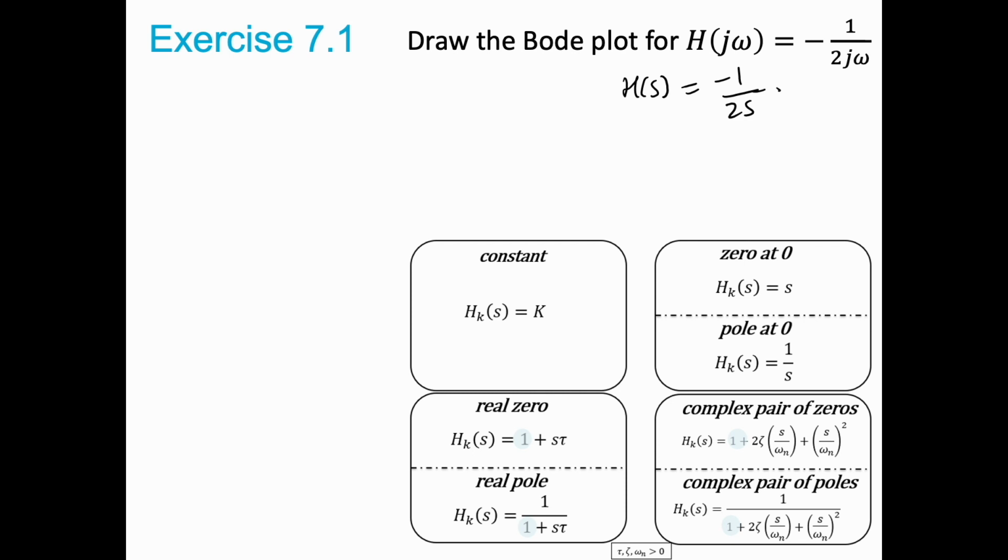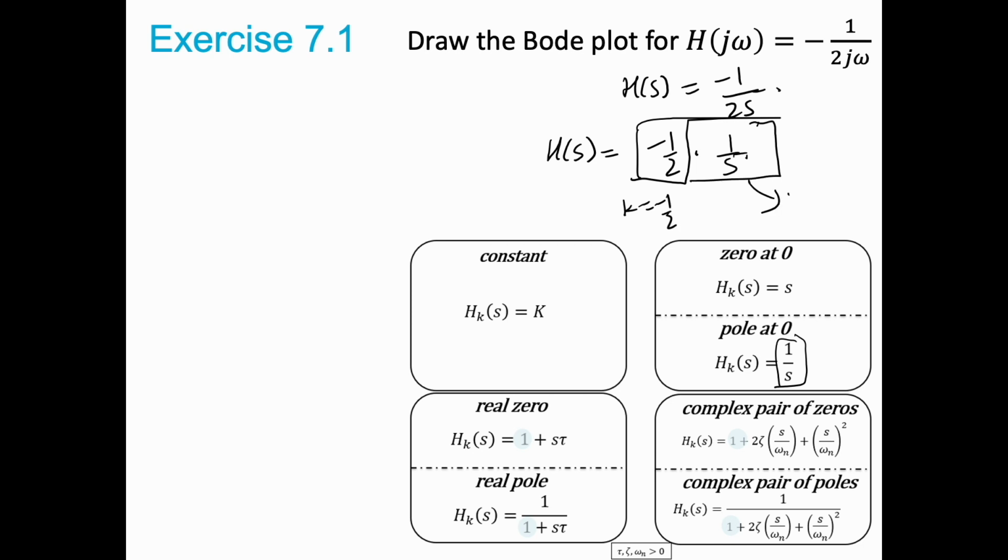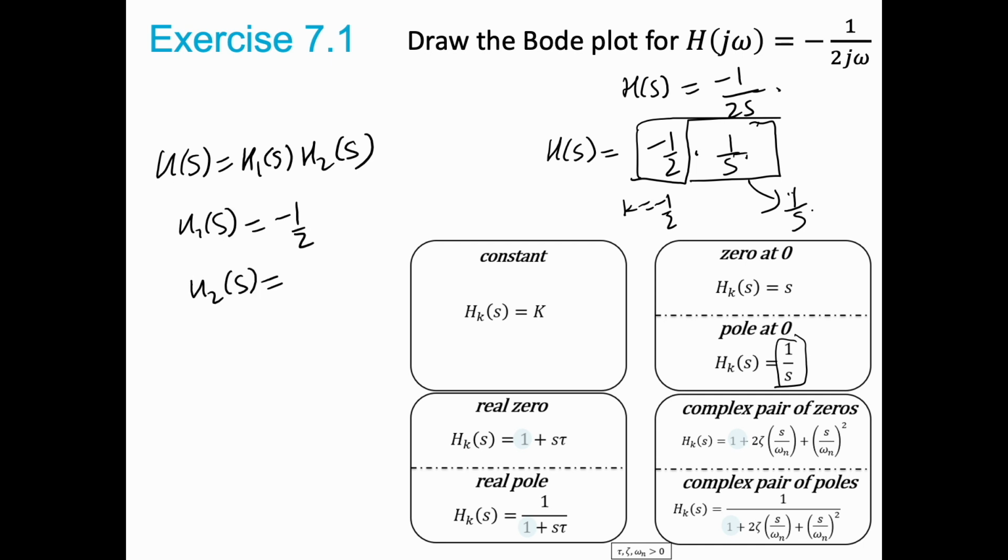Clearly there is a 1 over s factor in H(s). So I can write H(s) as minus 1 half times 1 over s, where the first building block is a constant, k equals minus half, and the second building block is 1 over s. So H(s) equals H1(s) times H2(s), where H1(s) equals minus half and H2(s) equals 1 over s.